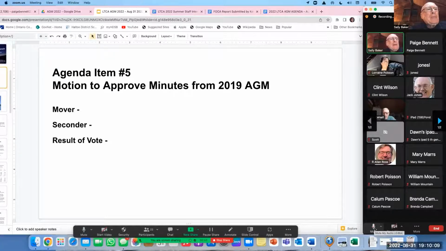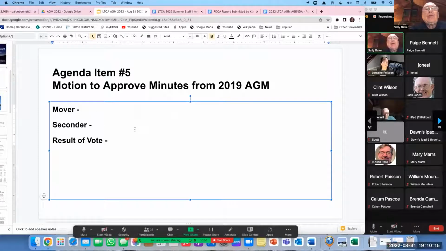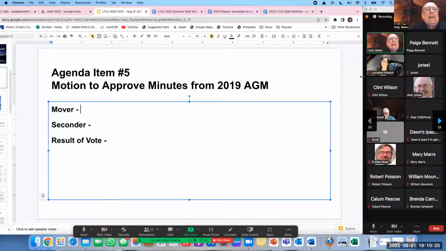I'd like to call a motion as standard operating procedure to approve the minutes from the 2019 annual general meeting. They were attached to the agenda. They're very lengthy. If we could call for a mover and a seconder to approve those minutes, we'll do so now. The floor is open.